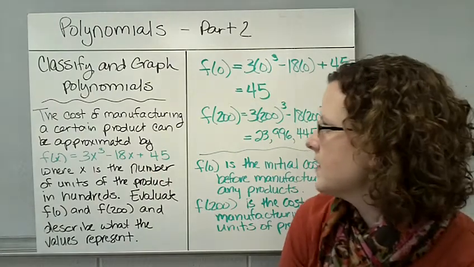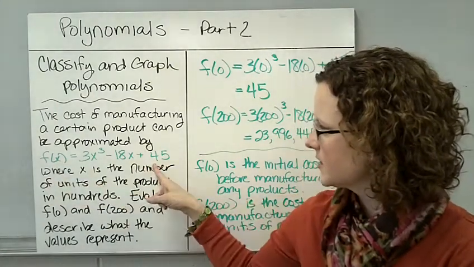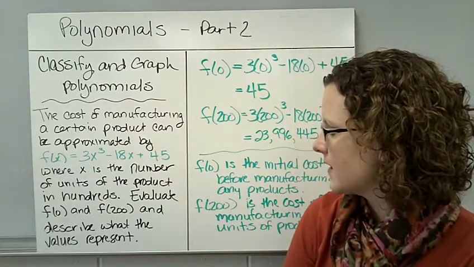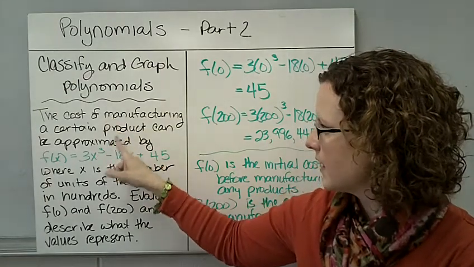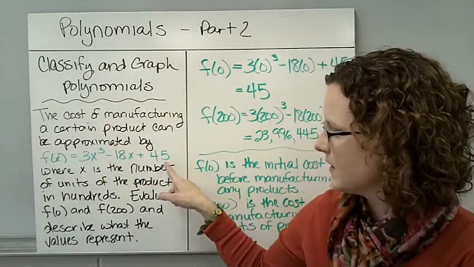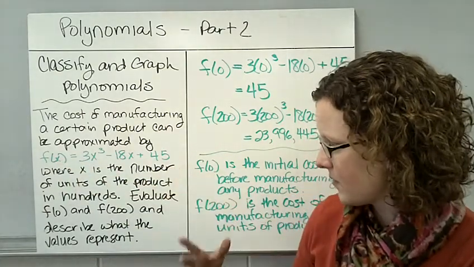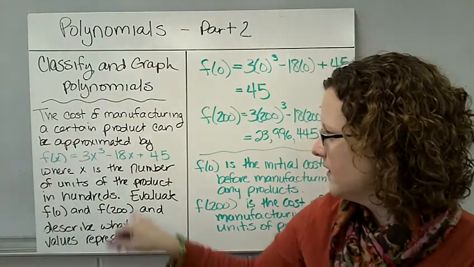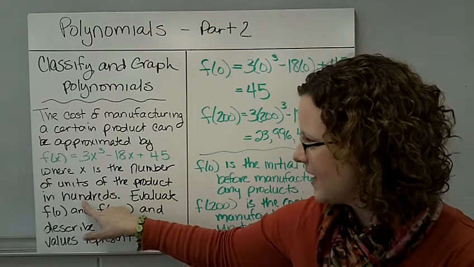First example, the cost of manufacturing a certain product can be approximated by this function, where x is the number of units of the product in hundreds. So the cost of manufacturing a product is this function. You plug in an x, it's going to give you how much it costs to manufacture the product. Evaluate f of 0 and f of 200. Granted, remember, where x is the number of units of the product in hundreds.